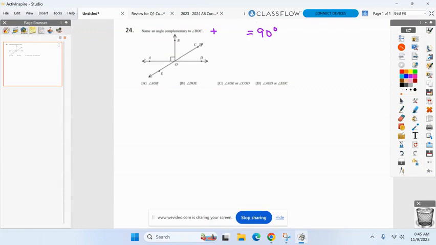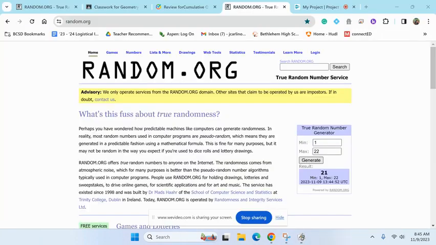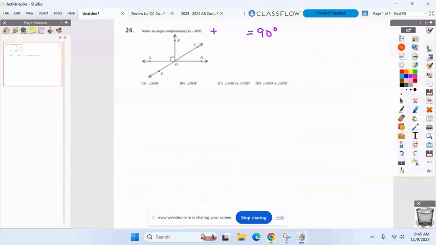All right, take a look at your diagram. Angle BOC and what other angle up here would add to 90, making them complementary? Name another angle that would make it add to 90. Finley? What is it? COD.